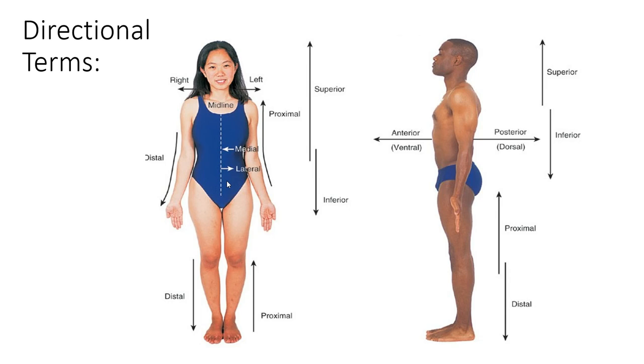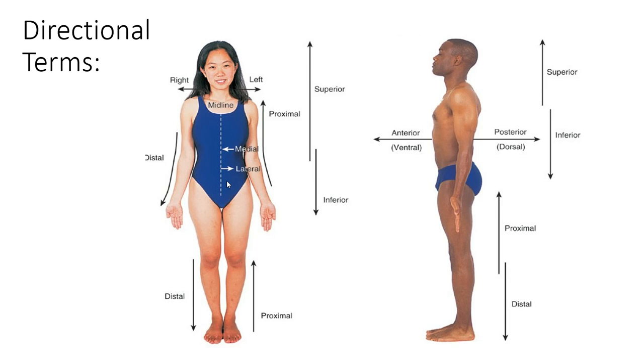Proximal describes the position in a limb that is nearer to the point of attachment or nearer to the body trunk. An example would be the brachium. The brachium is the upper arm. The brachium is proximal to the antebrachium. The antebrachium is the forearm.